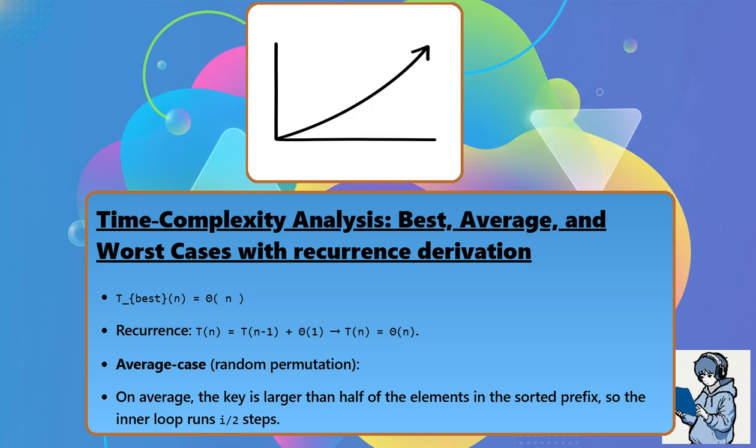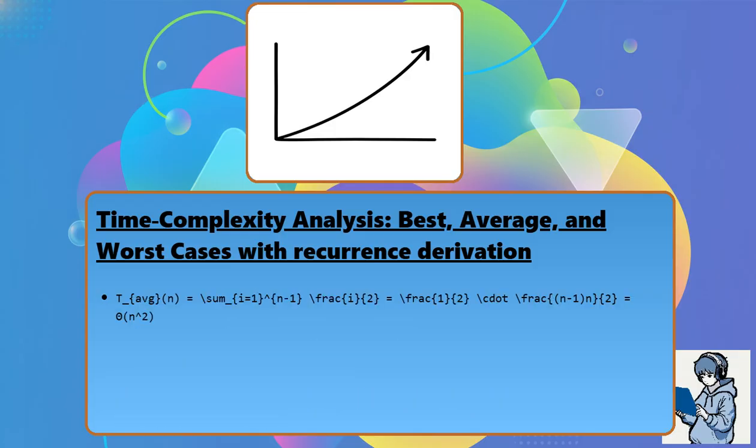On average, the key is larger than half of the elements in the sorted prefix, so the inner loop runs i divided by 2 steps. T_average(n) equals the sum from i equals 1 to n-1 of i divided by 2, which equals 1/2 times (n-1) times n over 2, which is Theta of n squared. Hence average time is also Theta of n squared.